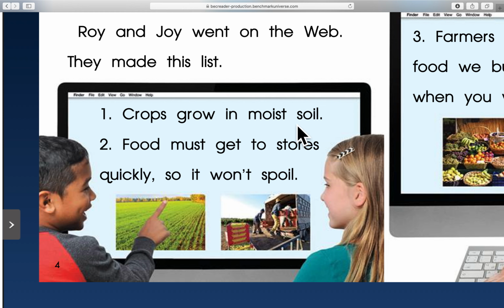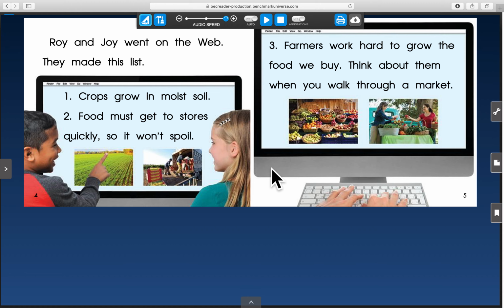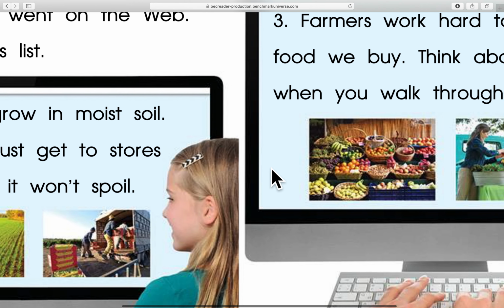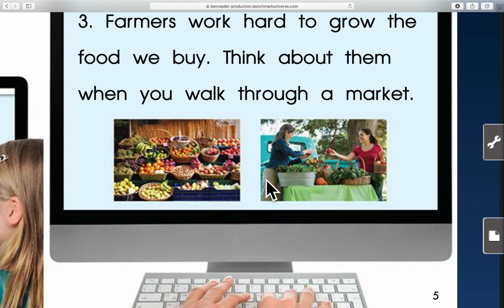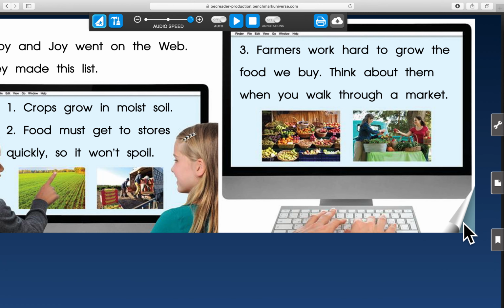Okay, and just to clarify, crops grow in moist soil. So we know that we need to put water in soil, and when we put water in soil, it gets wet. So if you figured out that moist means wet, then you're correct. Crops grow in wet soil. So that's what moist means. We figured it out by using context clues. Okay, next page. Let me zoom. So now we're on page 5.